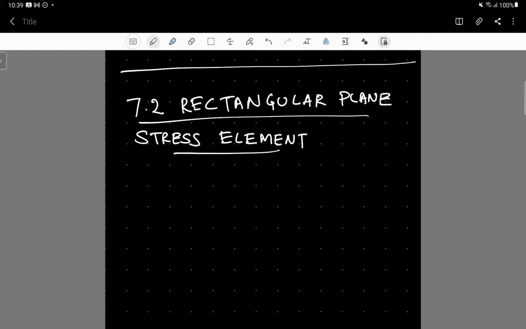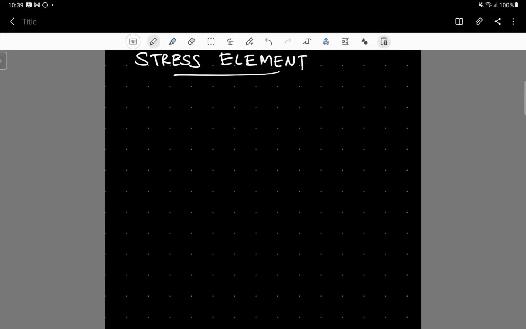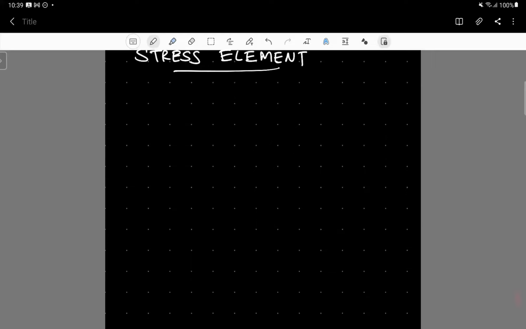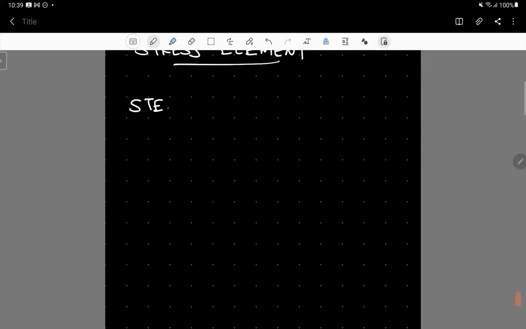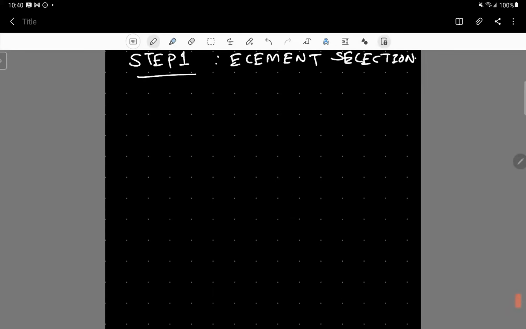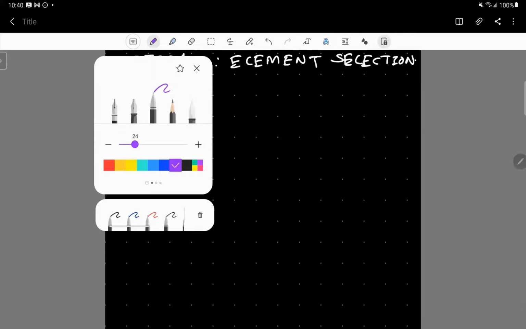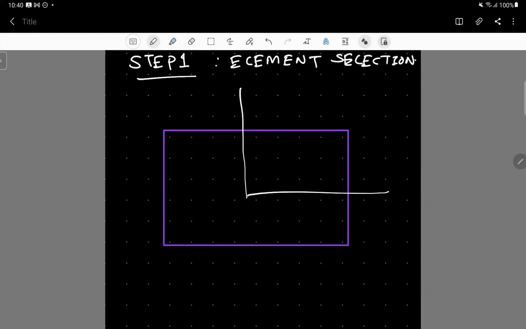So what we try to do is derive the element stiffness matrix for a rectangular plane stress element. Before we move on to the isoparametric formulation of the system, let's derive the element stiffness matrix using the global coordinate system, just like we did in the previous sections. So the first step is, of course, the selecting of the element. Step 1, element selection. We have the following rectangular element, and of course, we do have the coordinate system.